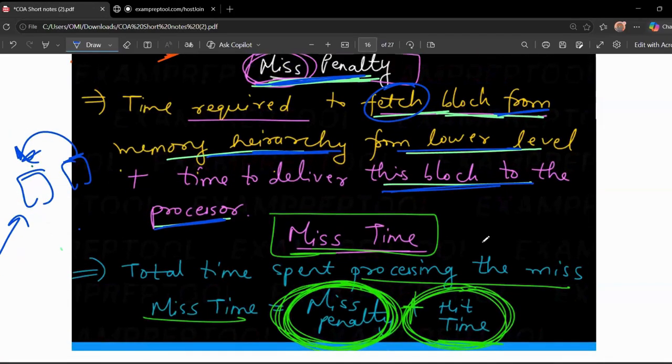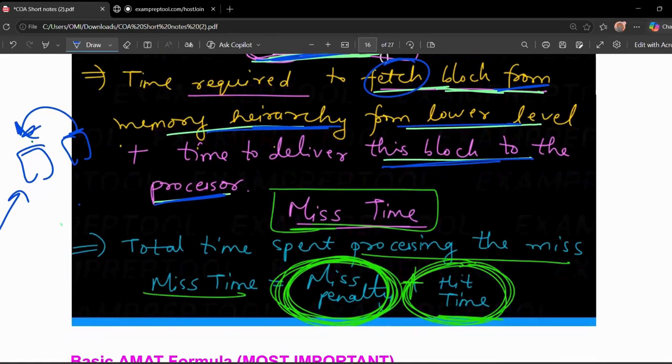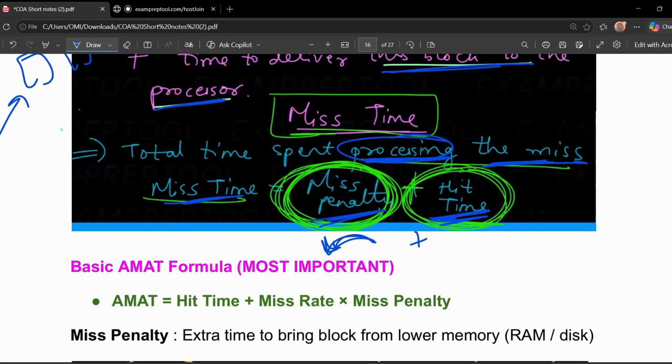Now, what is the miss time? It is the total time spent processing the miss. So miss time will be miss penalty plus hit time. The miss penalty will bring the block and all, plus what is the hit time?